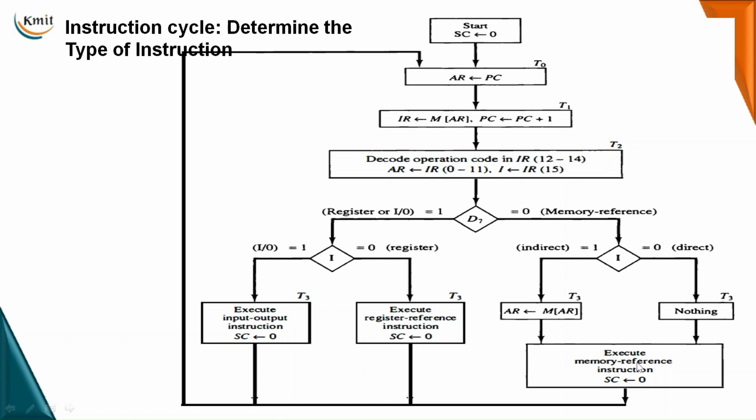Once the execution of a memory reference instruction is completed, the sequence counter becomes 0 again, so that the control goes back and fetches the next instruction according to the program order. So this is how each and every instruction of your program is executed with the help of different phases of a cycle called the instruction cycle.